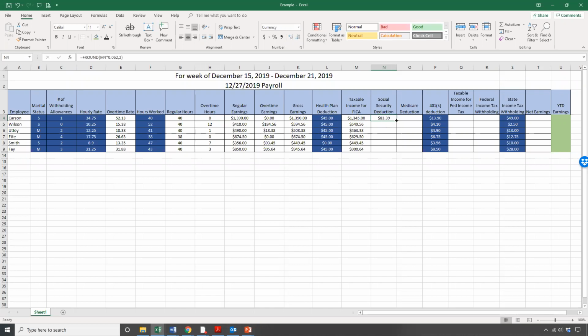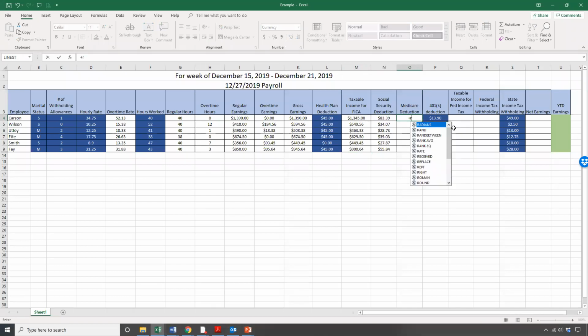Okay, so that's going to be your deduction for the employee. This is all employee that we're dealing with right now. Medicare, the same thing. This is taxable income for FICA, which means it's going to be the taxable income for both your Social Security and Medicare. So we're going to round this, and we'll take our taxable income times 0.0145, and we're going to round that to 2 places.